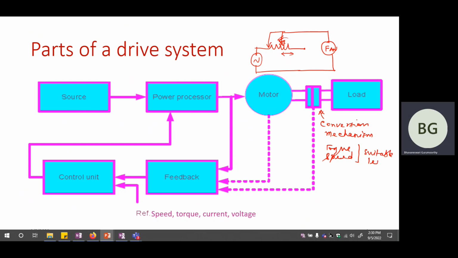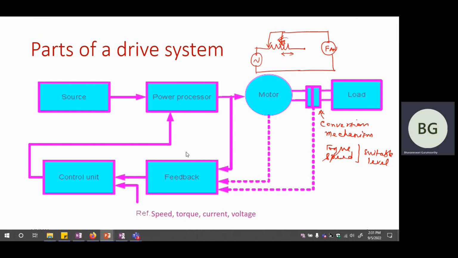So this is the conversion mechanism which is sitting between the motor and the load. Now, when the power electronic converter is giving the voltage and current to the motor, those may be sensed so that they are fed back to the control unit, and the control unit adjusts the control signal given to the power processor such that the reference and the actual quantities do not differ from each other. They are exactly the same.